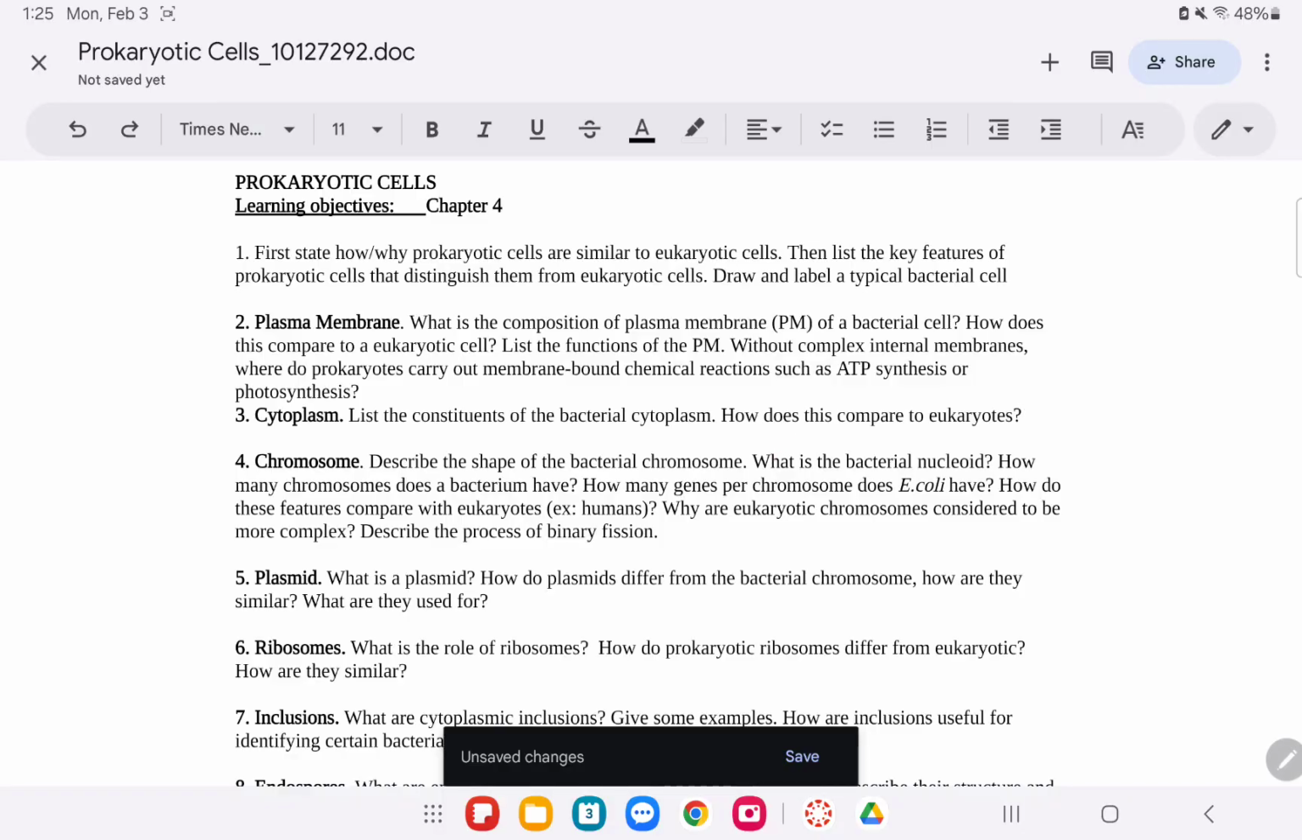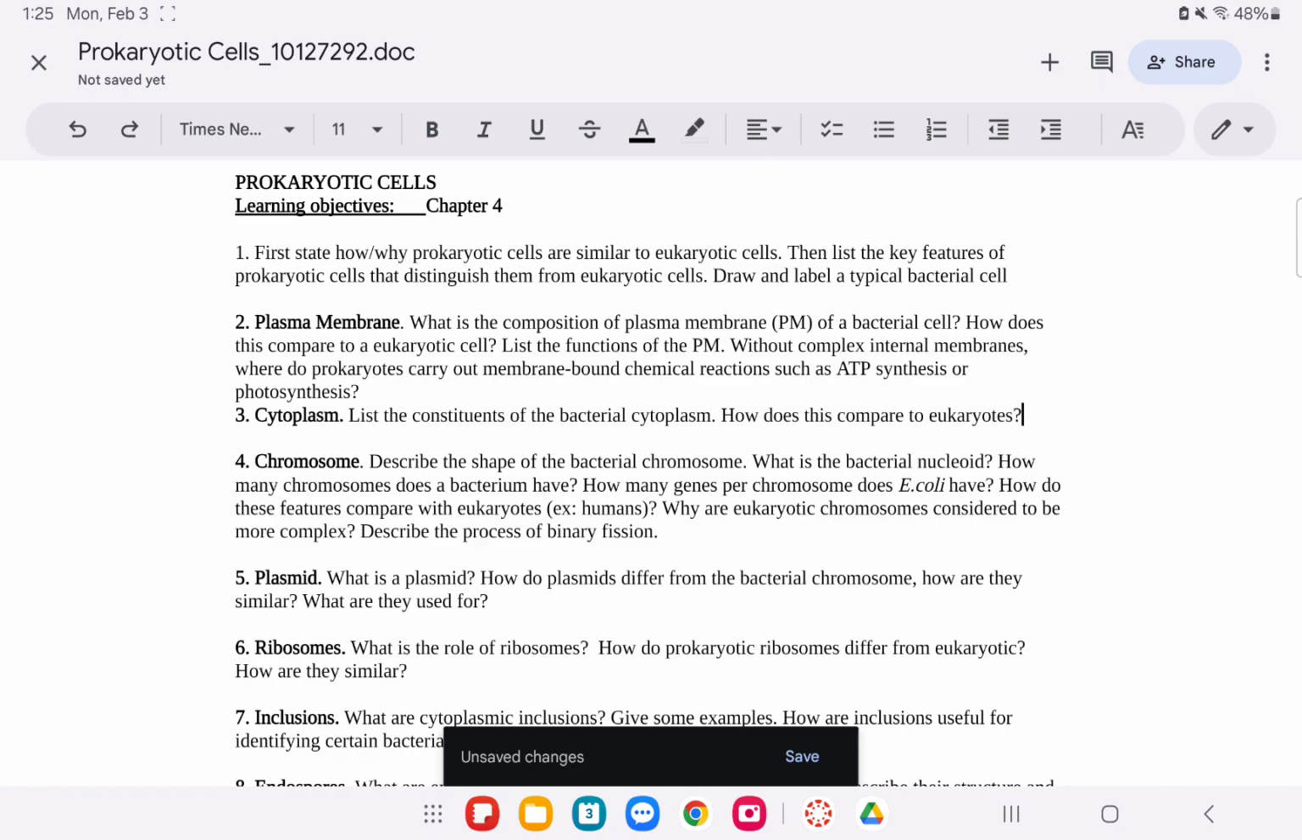I don't have an electron micrograph for you, so you just have to know they have DNA, it's in there, and it's attached at one point at the plasma membrane. How many chromosomes? I already said. How many genes per chromosome does E. coli have? We are skipping that, since we have not had any conversation about DNA yet.